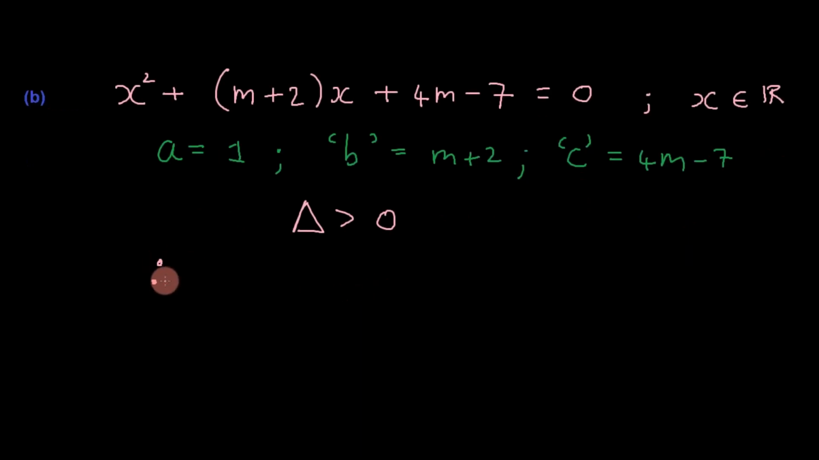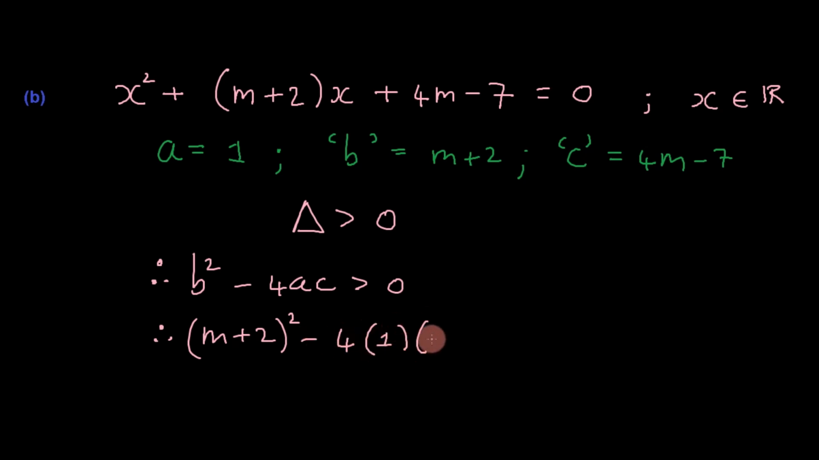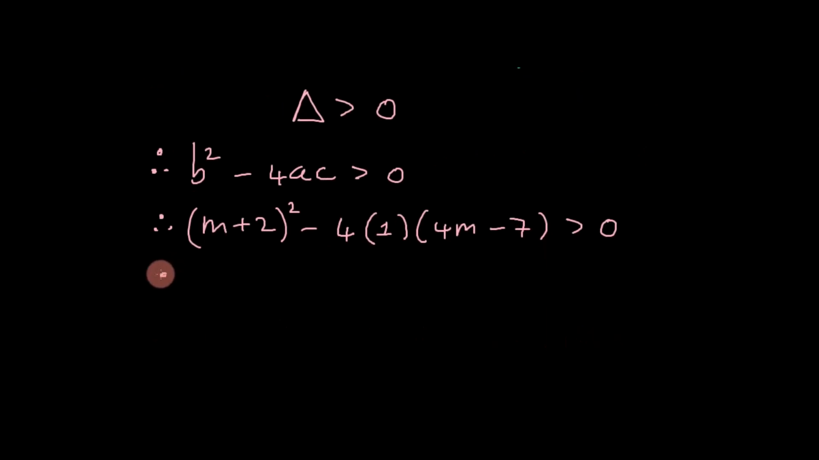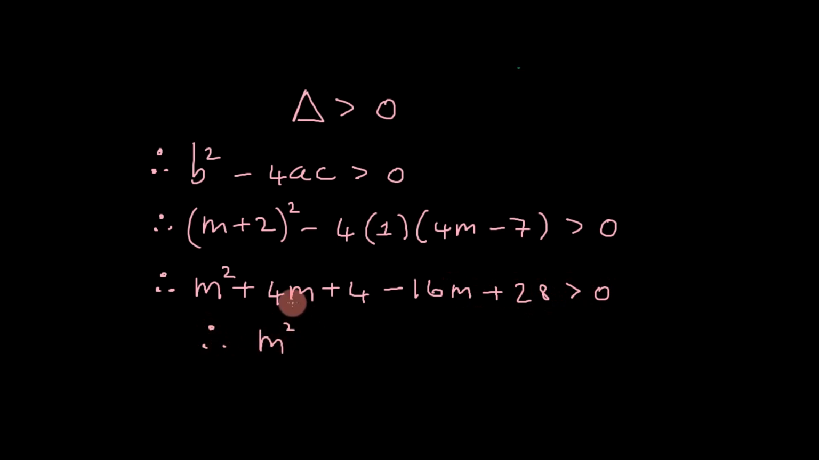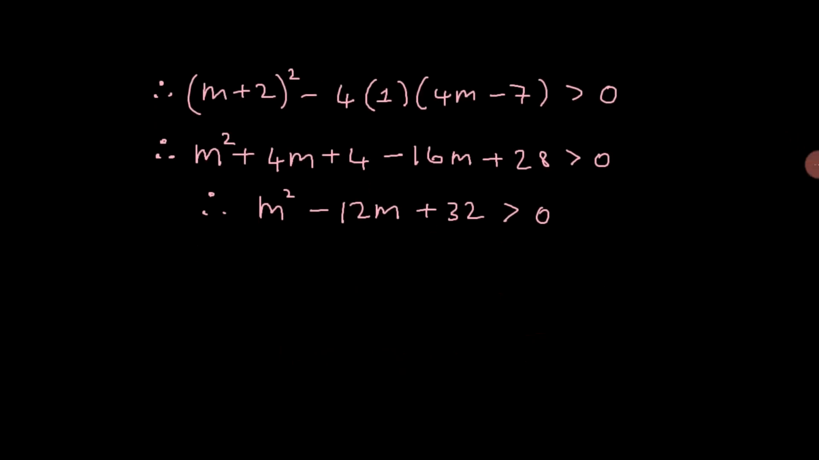So then b squared minus 4ac is greater than 0. Then to plug in, we have b squared, so m plus 2 all squared, minus 4 times a times c. This is greater than 0. Now we can simplify. We can square out the brackets here. We can multiply the negative 4 into the brackets. We can add like terms. So 4m less 16m is negative 12m, and 4 plus 28 is 32. We have a quadratic inequality, so we can factorize.